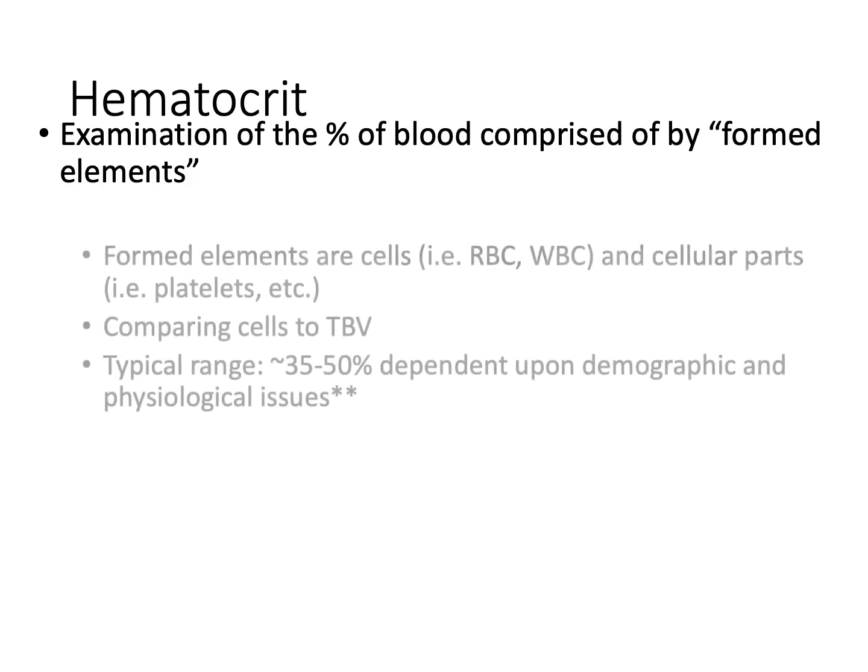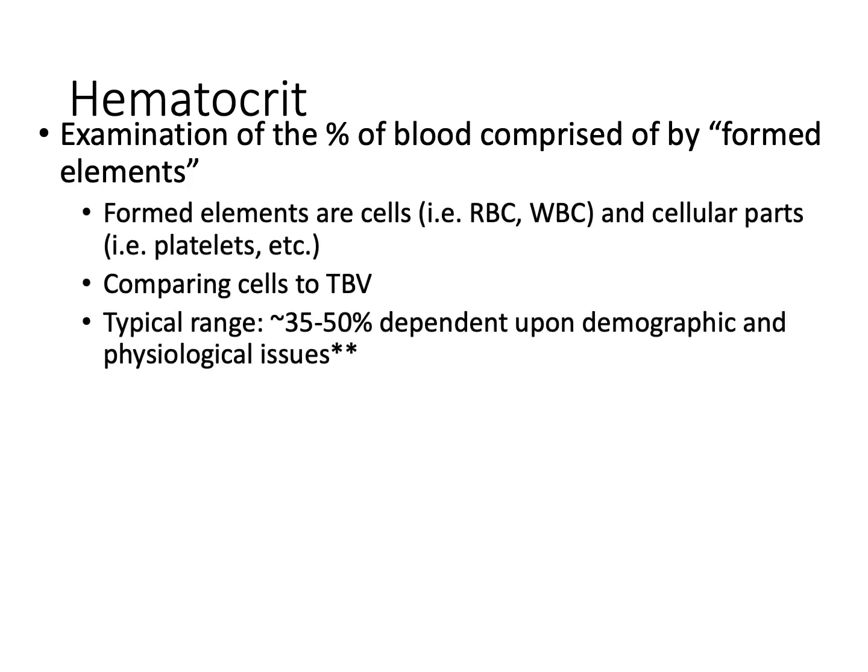So the formed elements are going to be the cells that we see there, and we're going to compare it to the total blood volume. And we have a typical range of somewhere between 35 and 50% of total blood being formed elements. That's going to vary based off of a number of demographic and physiological issues. Females will be lower in this range than males. Early adaptation to high levels of activity, early adaptations to moving to higher levels of elevation will increase hematocrit.